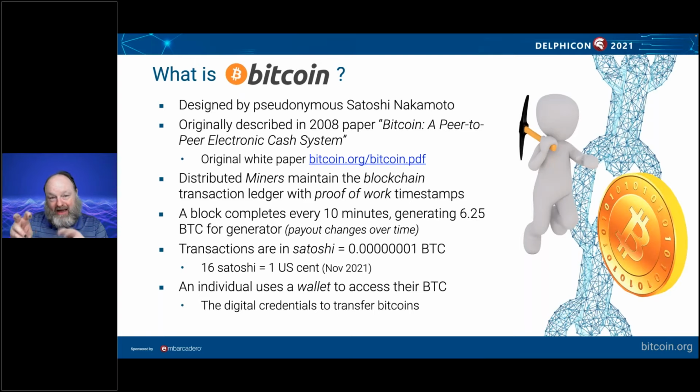And the miners, who are the people that validate that block, are paid 6.25 Bitcoin. That value decreases over time. The goal is that mining will eventually stop producing Bitcoin, so that Bitcoin has a finite amount, because the idea was to make it similar to gold, which is a finite resource.